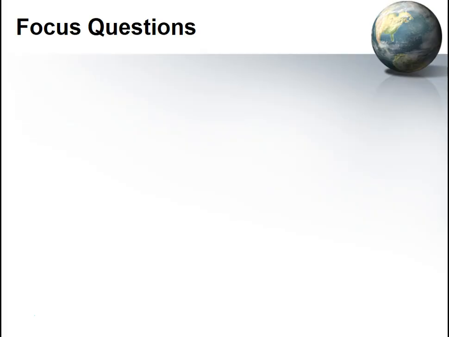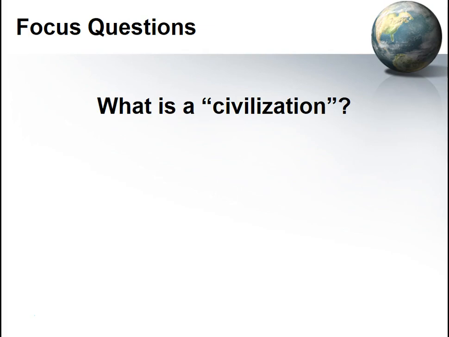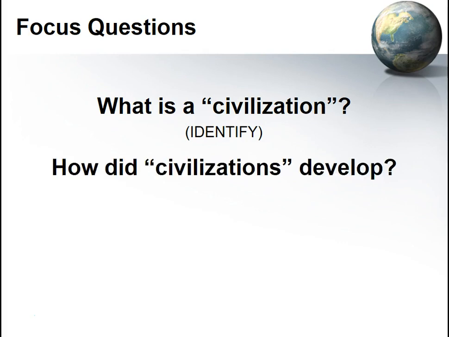Again, these are not something you need to write down anywhere, but you should be able to answer them to the best of your ability by the end of the presentation. First of all, what exactly is a civilization? The verb that we're using here is to identify. Second, how did civilizations develop? In other words, what exactly was the process of transitioning to urban civilizations? The verb there is to describe.